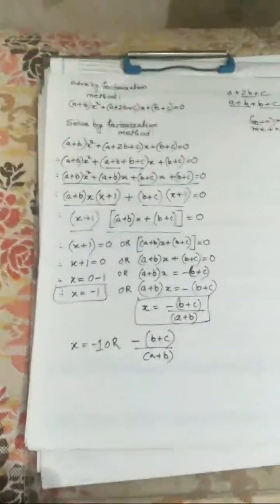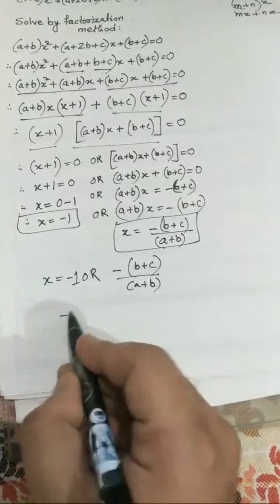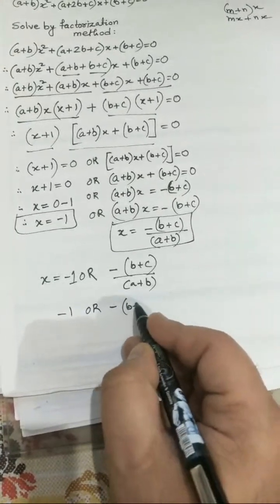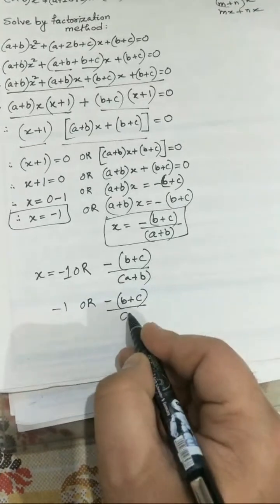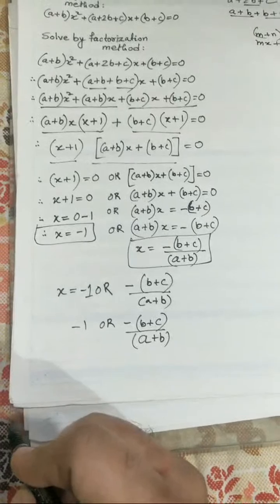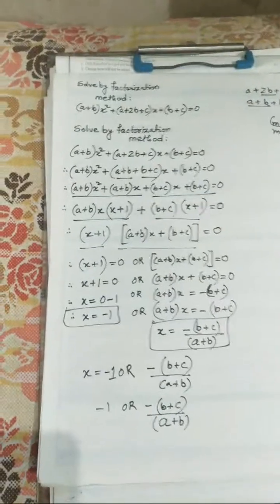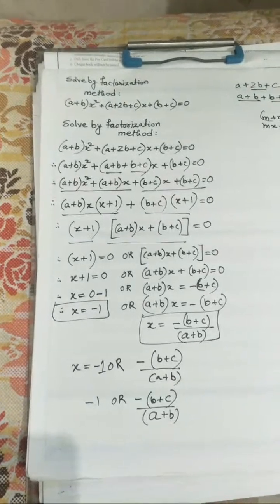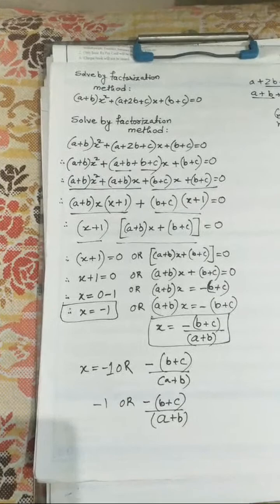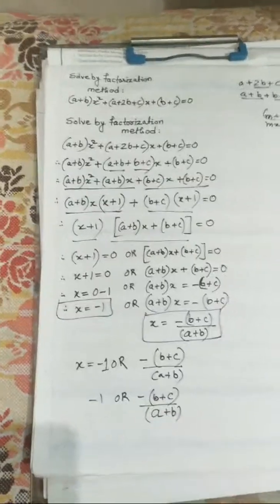So by the method of factorization you have got your two answers, either minus 1 or minus (b plus c) upon (a plus b). These are the two possible solutions for x when we apply the factorization method to this quadratic equation, and we get two solutions.